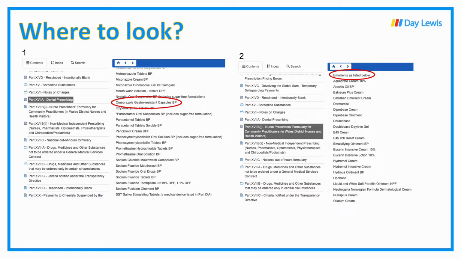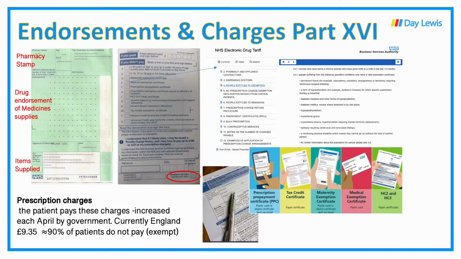Now looking at part 16 of the drug tariff, looking at endorsements and charges. The endorsement on the front side of the prescription is really important for when your prescription is being sent off to be claimed, okay? On the top left-hand side, you've got the pharmacy stamp. This indicates who the dispenser was and what date the medication was dispensed.